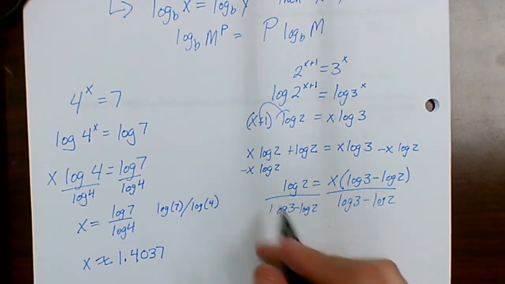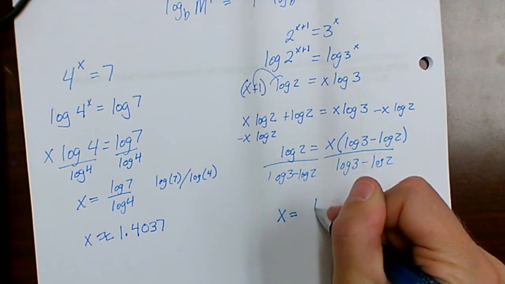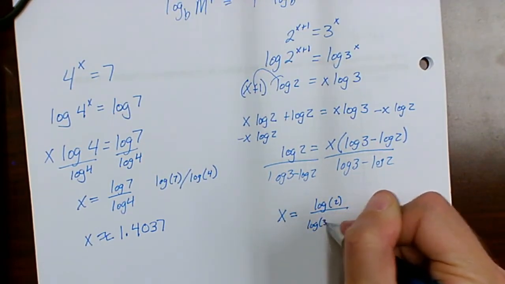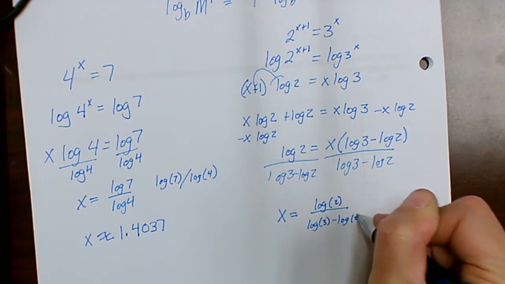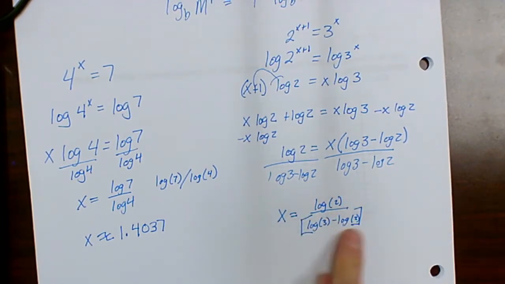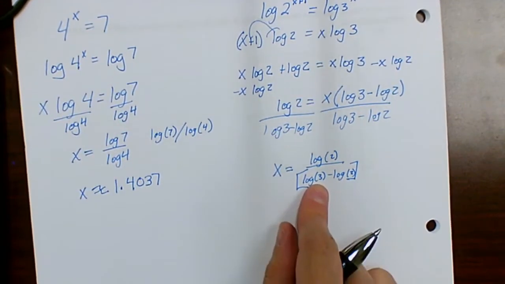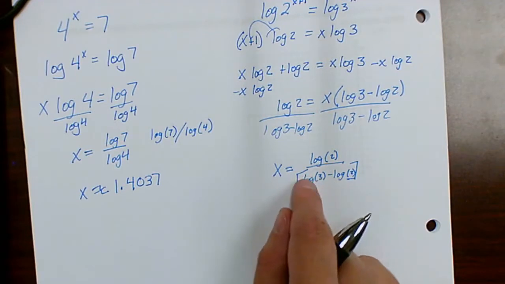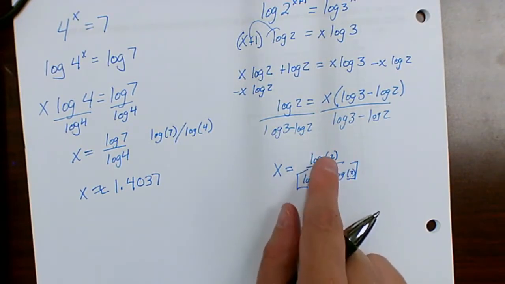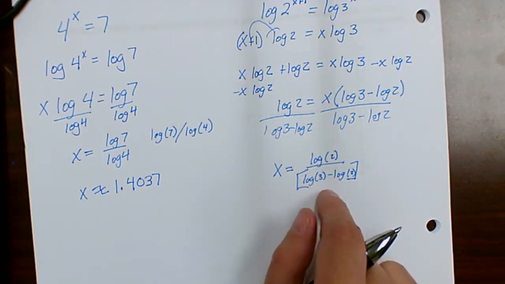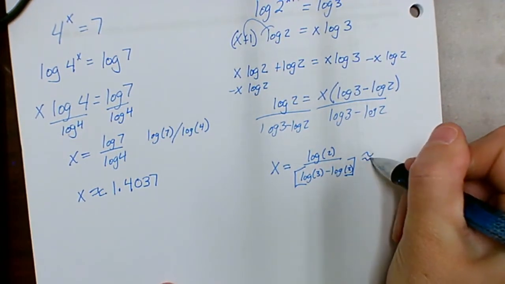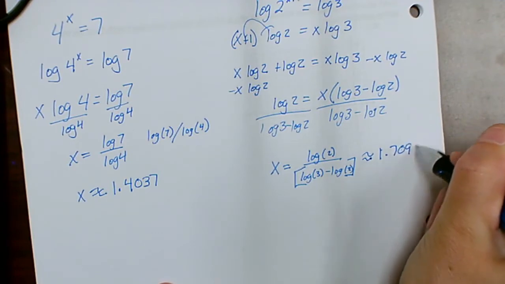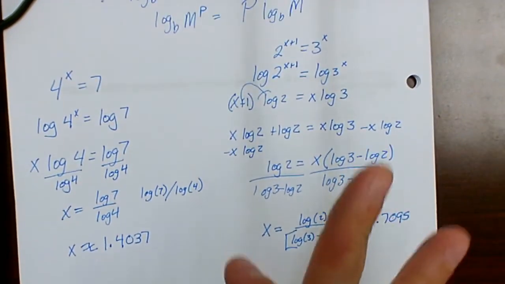And you're going to plug this all in the calculator. So x equals log 2 over log 3 minus log 2, which in your calculator, put the denominator in parentheses or in brackets so that the calculator knows to subtract these first before taking log 2 and dividing by this value. This will be approximately 1.7095.